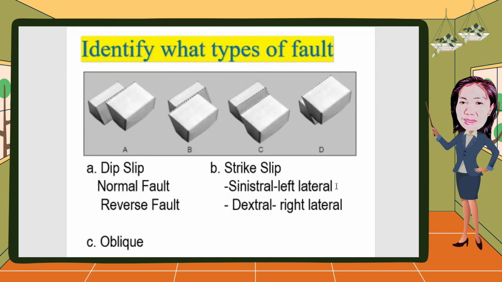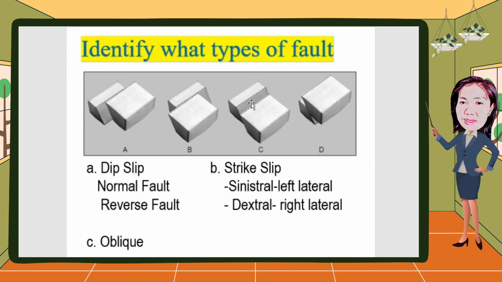Left lateral or sinistral. Second model. How about this one? They're the same, A and B. The difference is this plate moves to the right. What do you call this type of fault movement? Is it A, B, or C? B po. B. But what particular strike slip? Dextral strike slip or right lateral. Very good. It is right lateral or dextral. Very good. Ang galing naman.